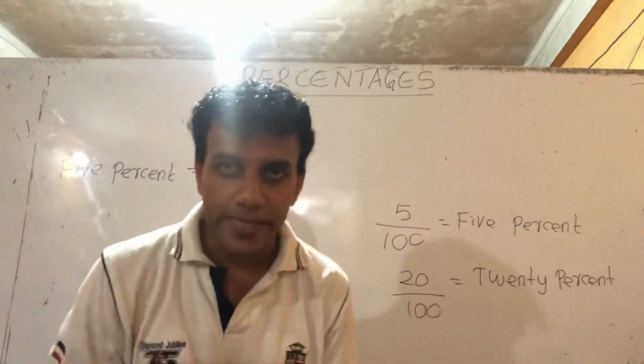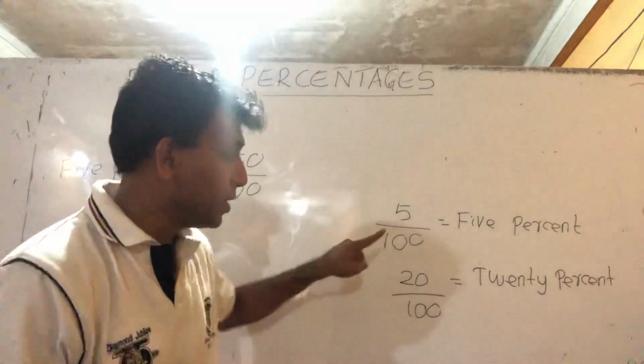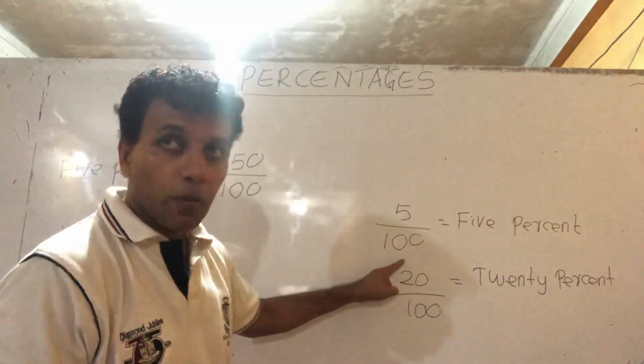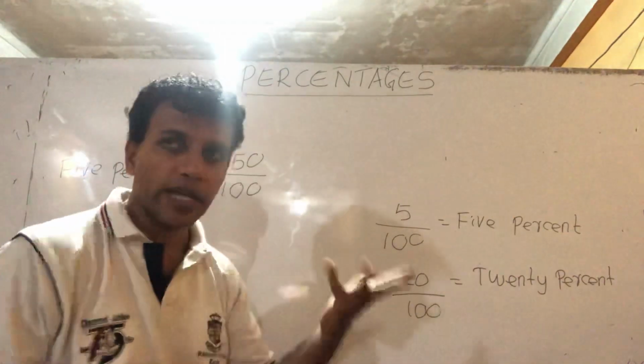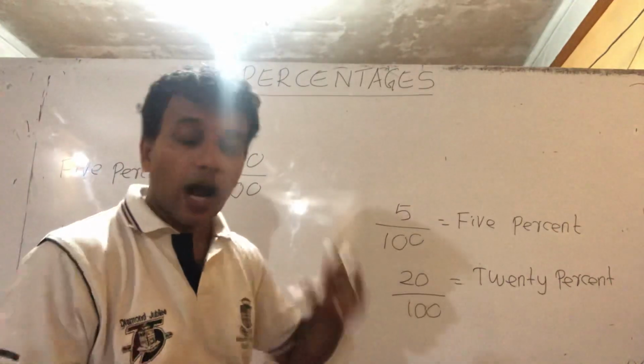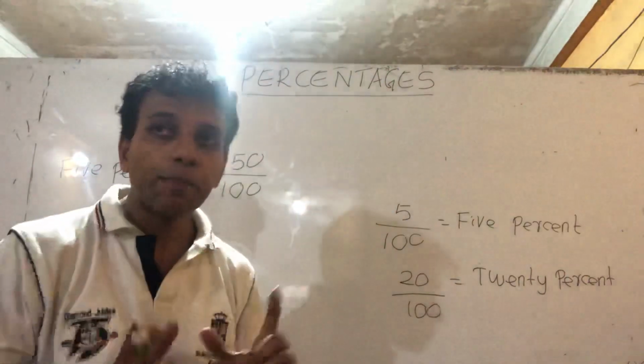So what is a percentage? A fraction out of 100. That means 100 below, and above it whatever number. Denominator 100, numerator actually any number. If 150 comes above, we say 150% or percent, okay?